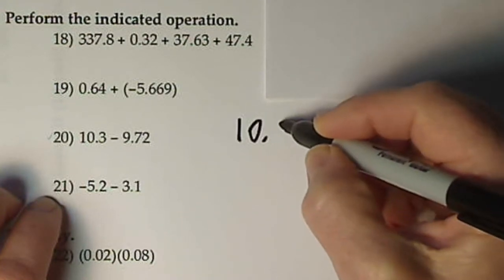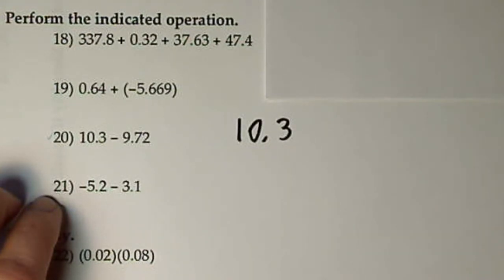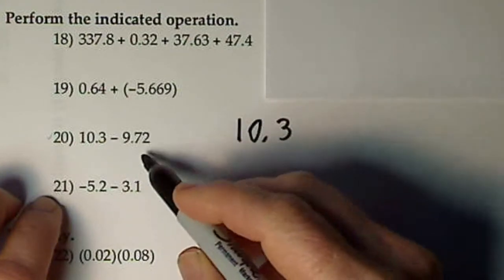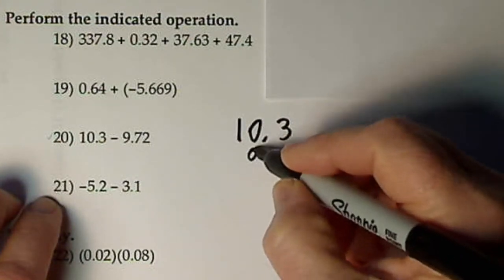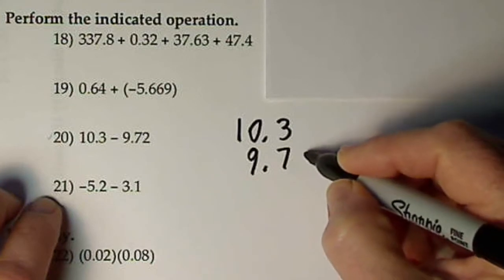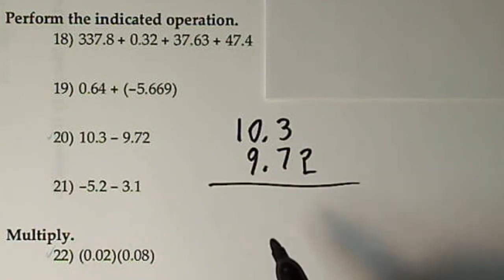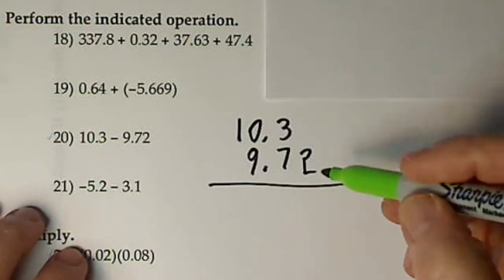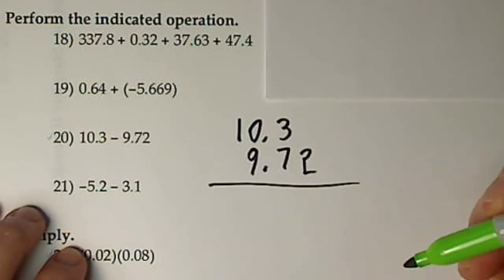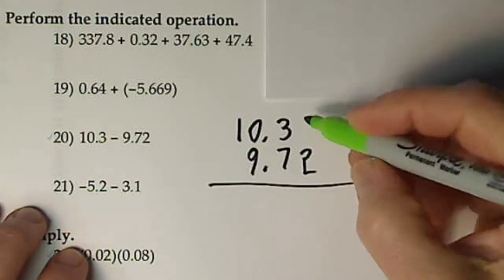10 and 3/10 on top, 9 and 72/100 sitting beneath, and we're supposed to subtract. Again, our answer will be positive. But I cannot subtract 2 from air. I'm going to need a 0 here.